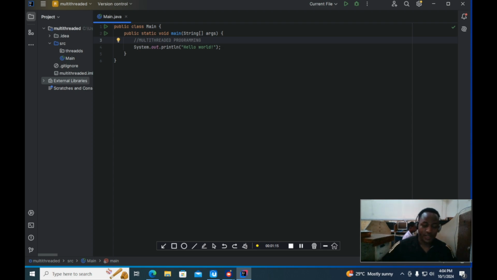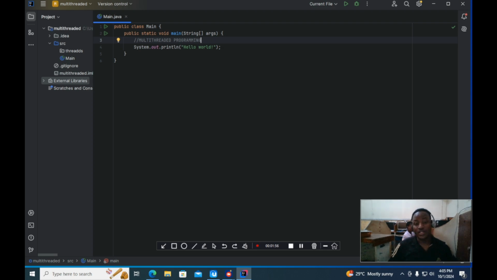Unlike some computer programming languages, Java provides us with built-in support for multi-threaded programming. Now, what is a multi-threaded program? A multi-threaded program is a program that contains two or more parts that can run concurrently, and we call each of those parts a thread.